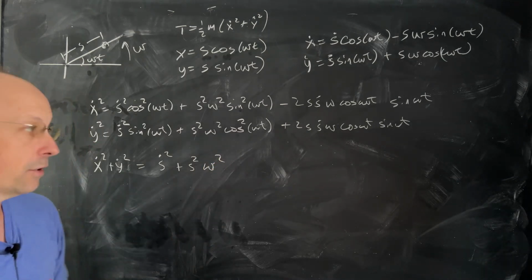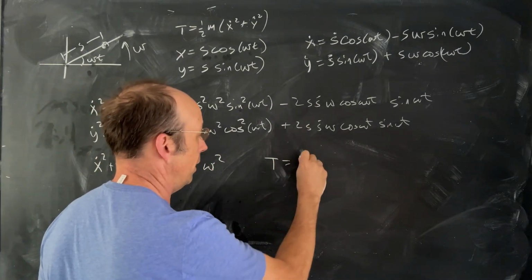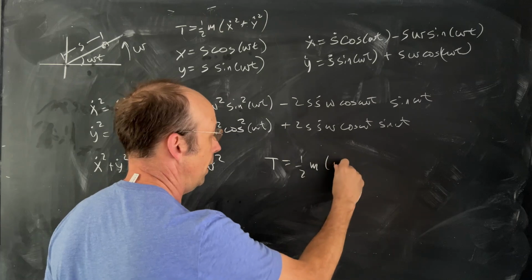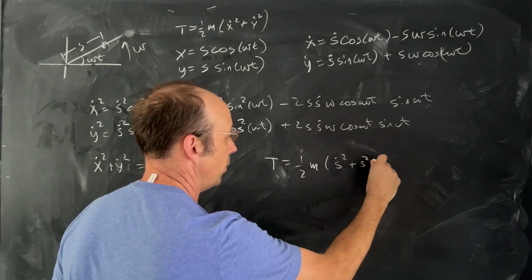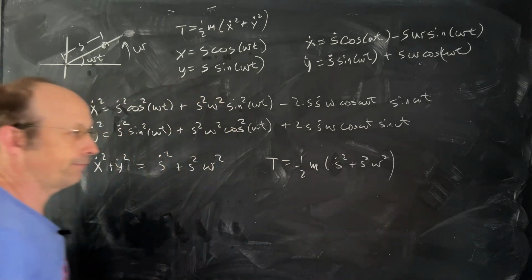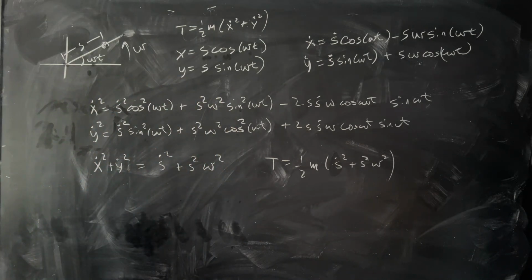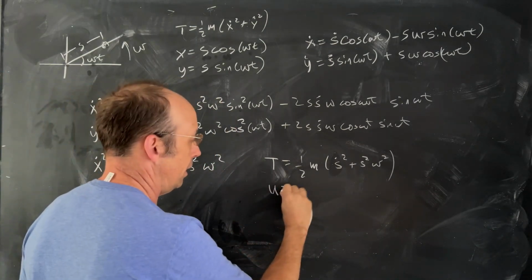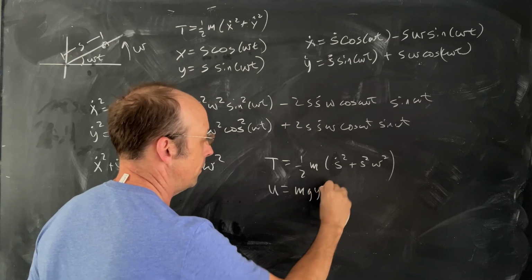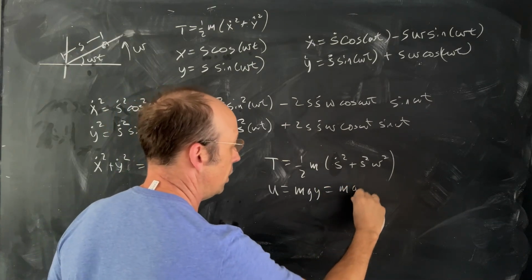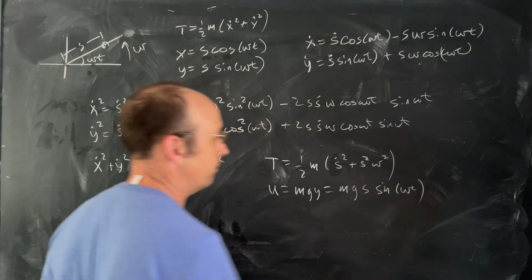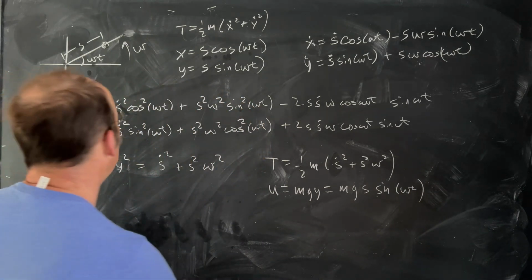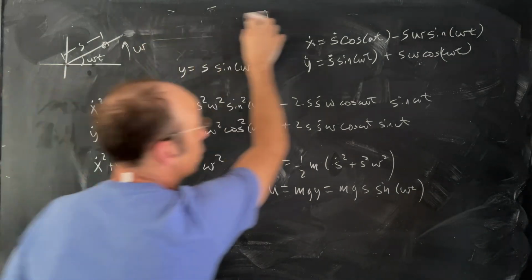And that's it. So now I can write my kinetic energy term as 1/2 m (s dot squared plus s squared omega squared). Now my potential energy is pretty easy. It's just mgy, and that's going to be mgs sine omega t. So let's put it all together and write our Lagrangian.